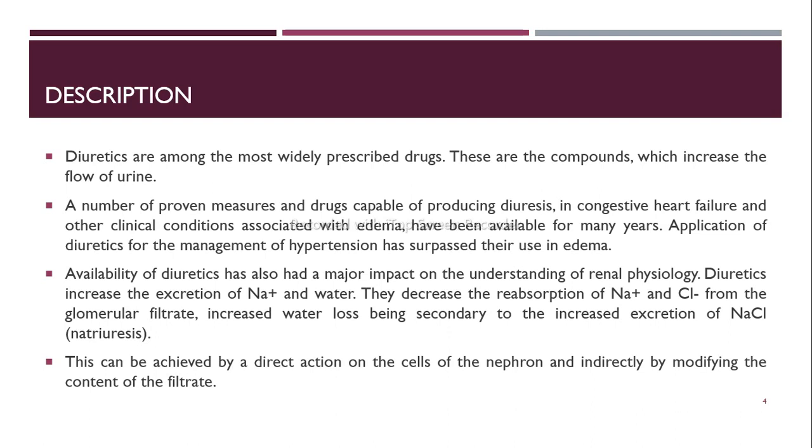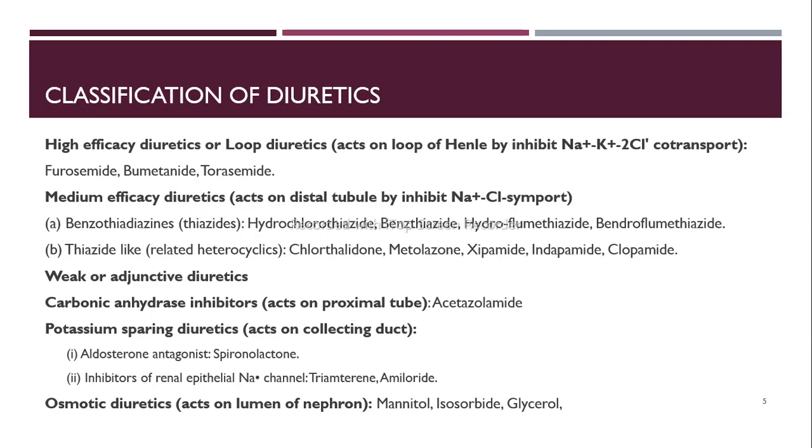Okay, so it can be achieved by direct action on the cells of the nephron, on the loop of Henle or on the distal convoluted tubule, or indirectly it can be achieved by modifying the content of the filtrate. Okay, so next, the classification of diuretic drugs.